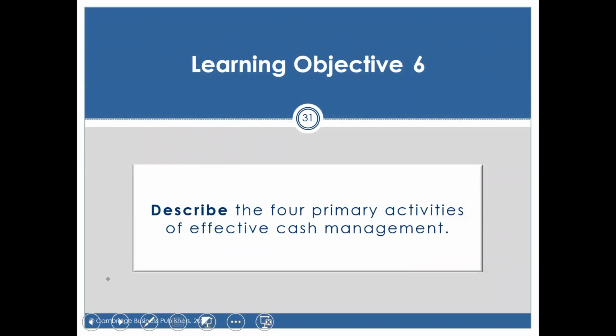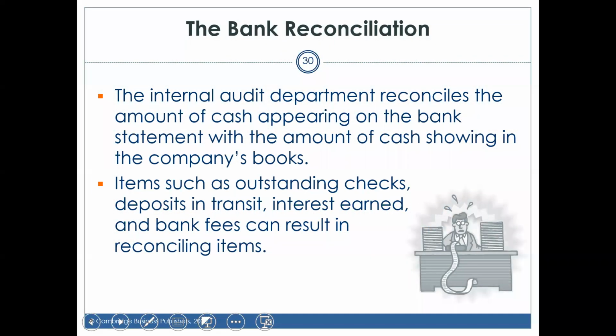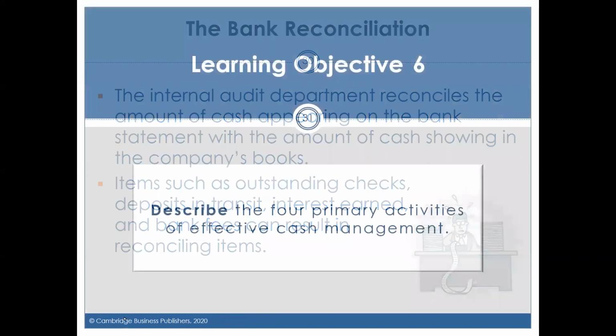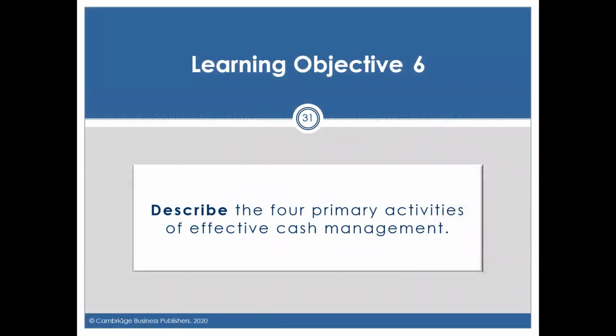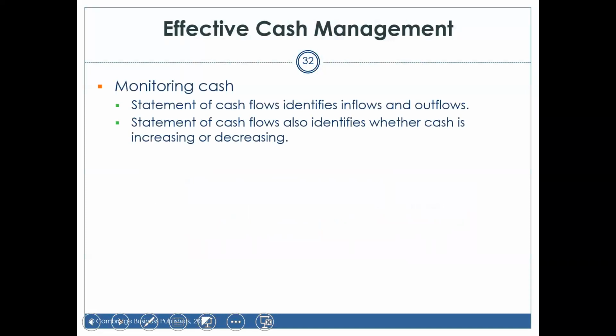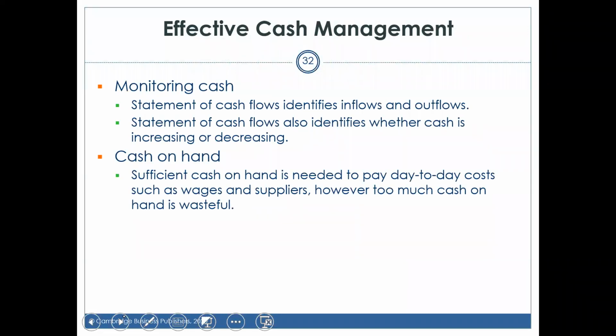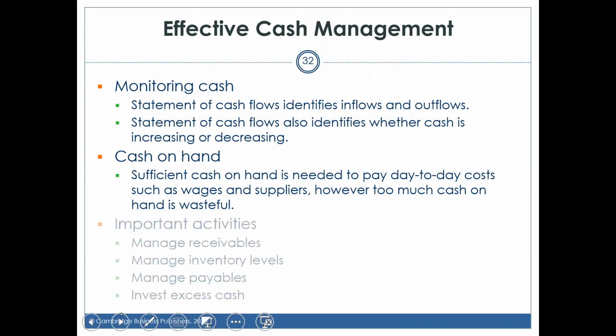So these are examples of things that you have to reconcile: outstanding checks, deposits in transit, interest earned, and bank fees. But there are other examples as well that we're going to talk about. These are just a few of them. You can read this, it's self-explanatory.